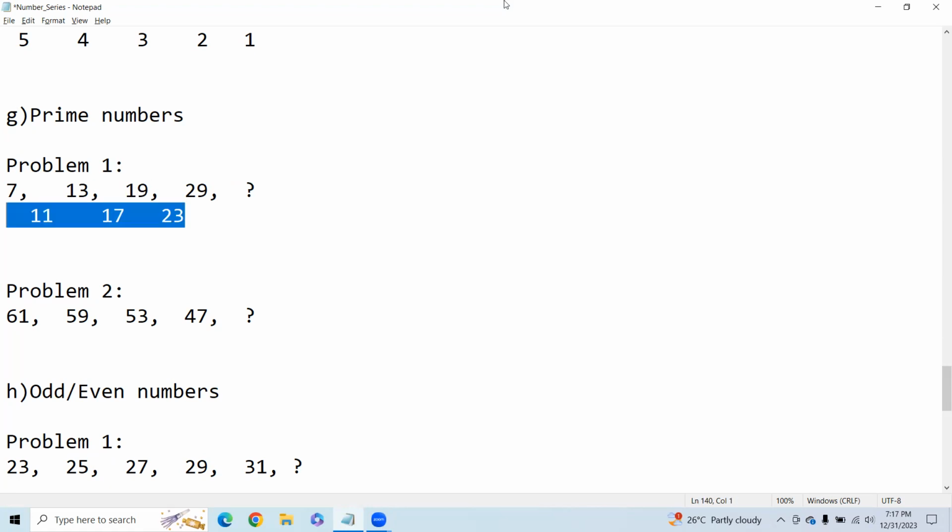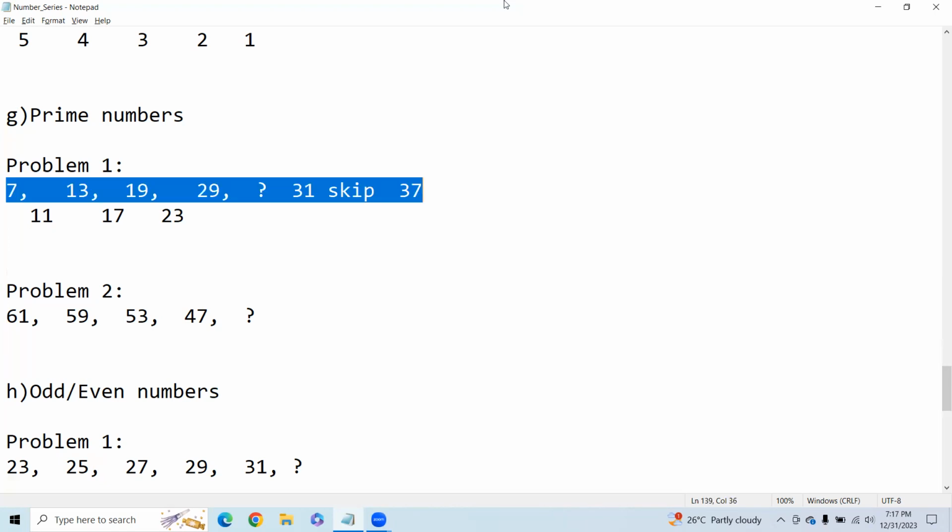We are skipping it and we are putting it as a 29. After 29, we get the prime number as 31. We have to skip it, because every time after 7, we are skipping one prime number. 11, we are skipping, we are writing 13. After 13, we are skipping 17, we are writing 19. So after 29, you have to skip 31, and 37 is the next prime number. So the answer is 37. Let's look at problem 2.